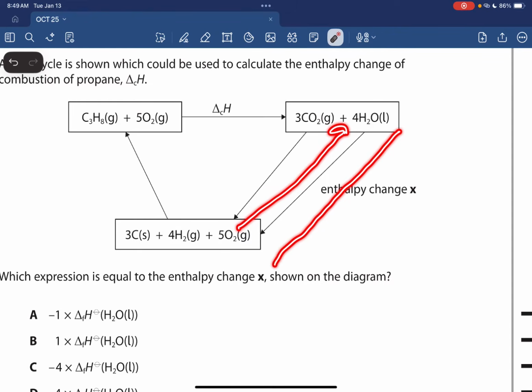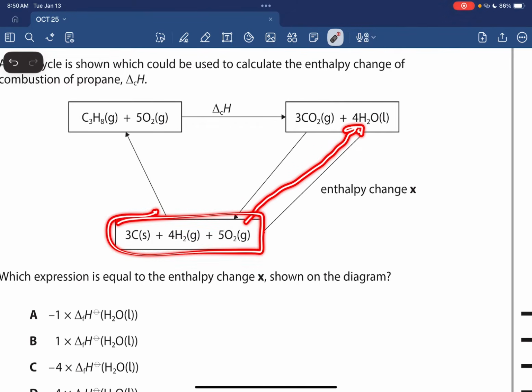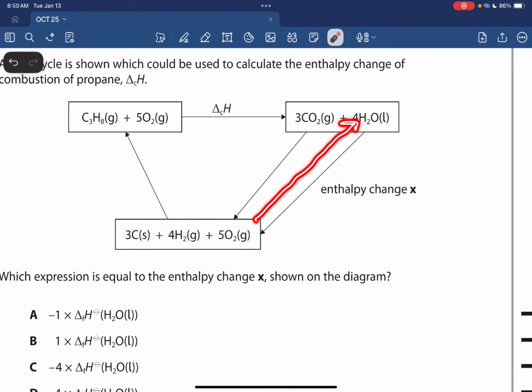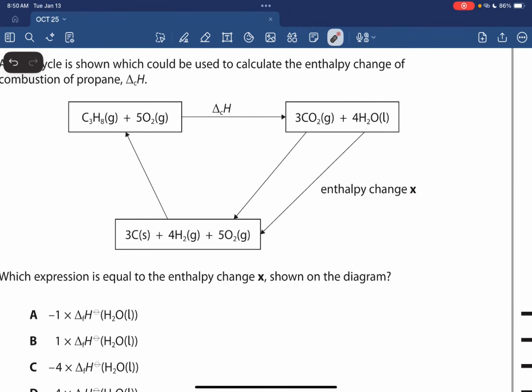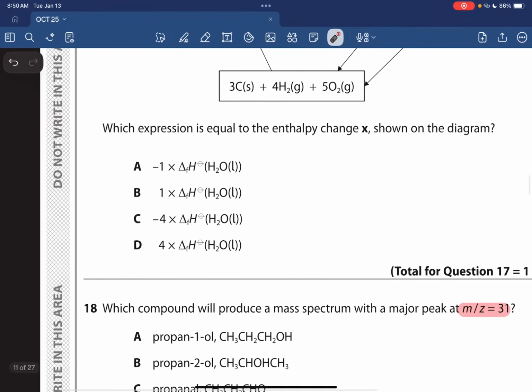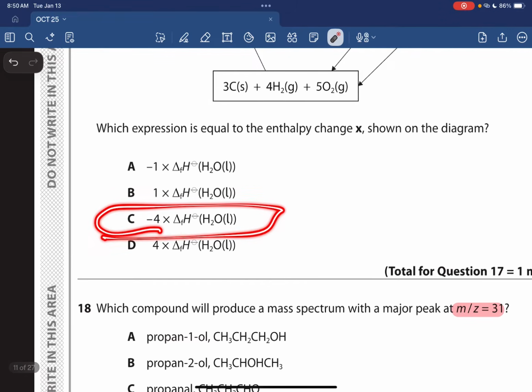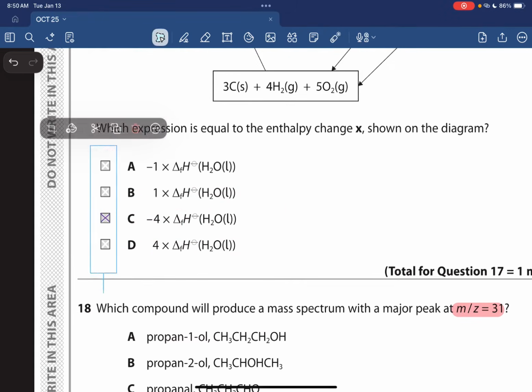But X is the reverse of this value, which means that there is going to be a negative value. Let me repeat. The arrow should be going from elements to a compound being formed, so this should be enthalpy of formation. Since it is going in the opposite direction, this is going to be minus 4 times the enthalpy of formation of water. Why? Because 4 molecules of water are being produced, so you have to multiply that value by 4. So your answer should be minus 4 times the enthalpy of formation of water. So the answer should be C.